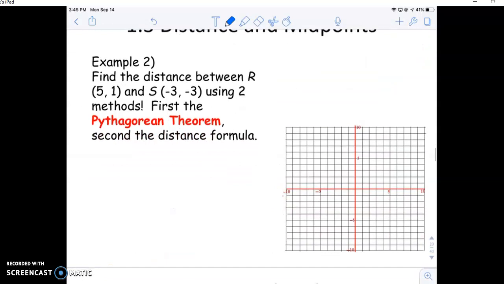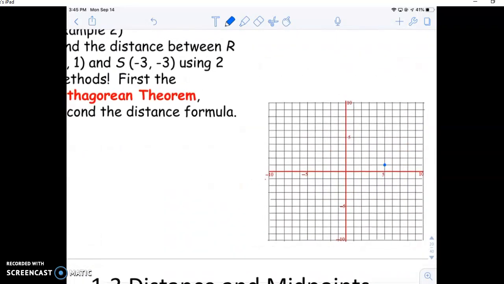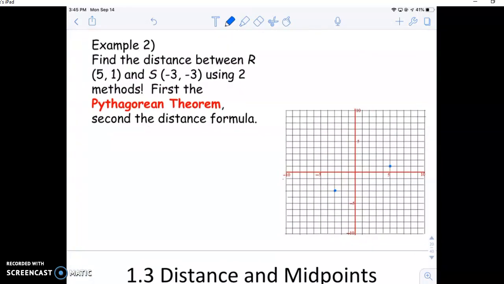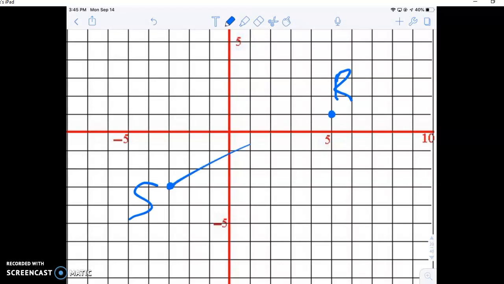Alright, next example. It says find the distance between point R and S. R is at 5, 1, right there. And then S is at -3, -3, so right there. So we got to find the distance between those 2 points, R and S. There's two ways to find this. The first is by finding it using the Pythagorean theorem. Let me just draw the line here.